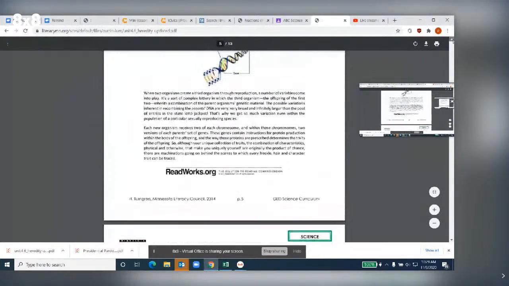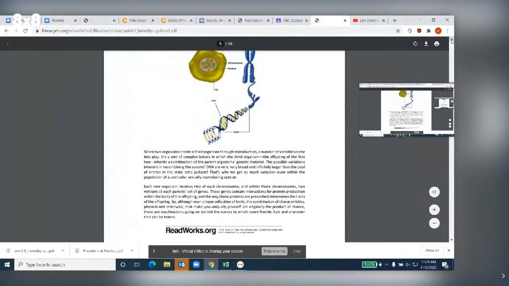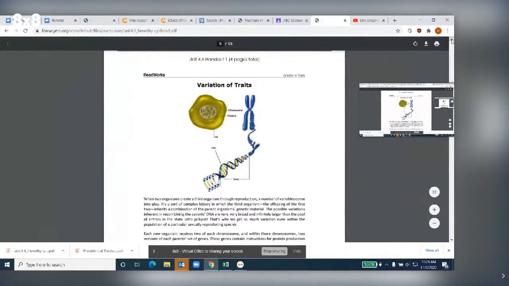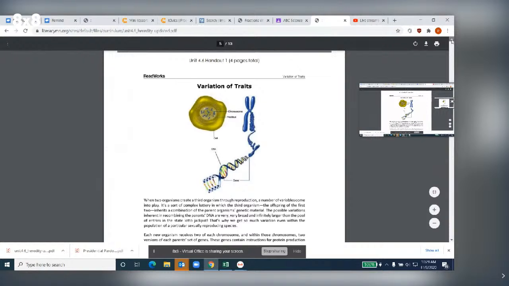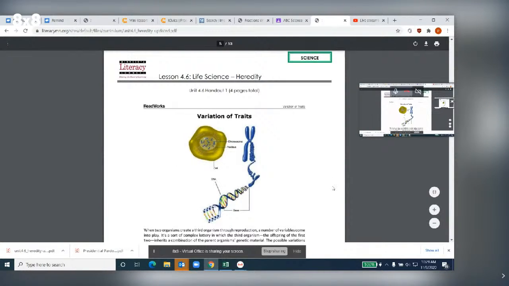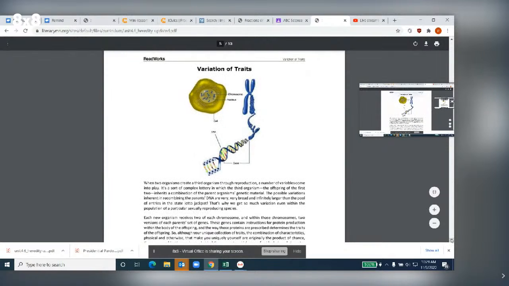Okay, guys, good morning. Today in science, we're going to look at traits and heredity. We're going to do a couple readings, and there's going to be some questions around the traits and heredity. Okay, so this is variation of traits, this first reading.